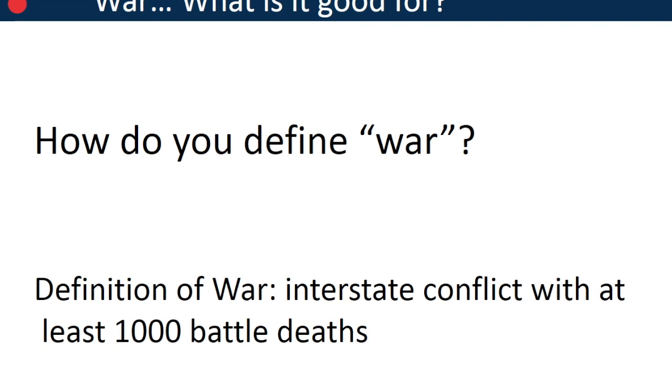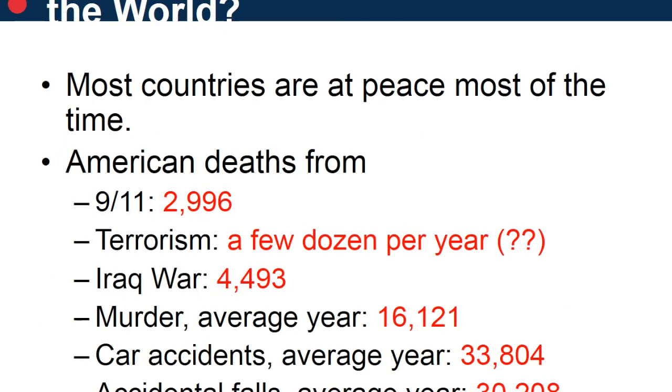Okay, so as we look at wars and how or why they occur, the first thing we have to do is define what a war is. The definition of war is an interstate conflict with at least 1,000 battle deaths. But what I find very interesting about this definition is, why is it 1,000 battle deaths? What happens if it's 999 battle deaths? Is it then still a war?